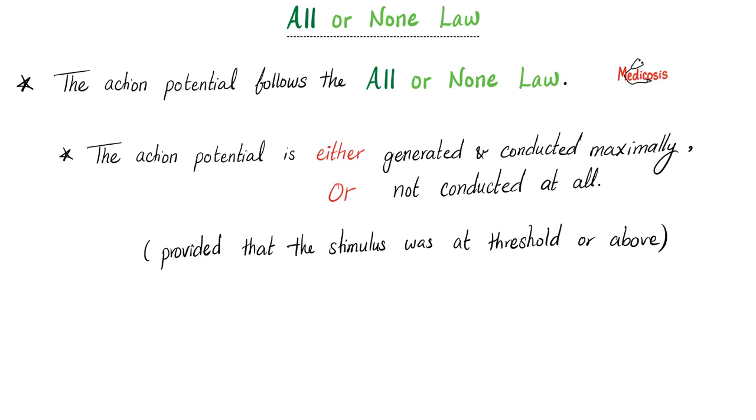I don't dance on the stairs. Okay, Medicosis, I'll give you sub-threshold. What will you do? I'm not gonna be excited at all. Okay, Medicosis, I'll give you threshold. I'll give you 100% response, 100% excitability. Okay, Medicosis, I'll give you supra-threshold. I'll still give you the same 100%. It's either all or none.